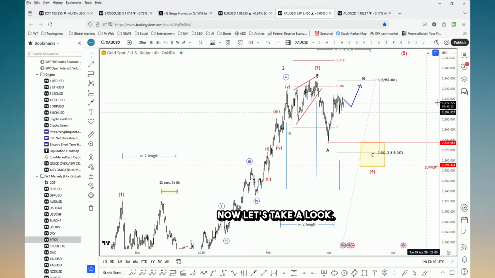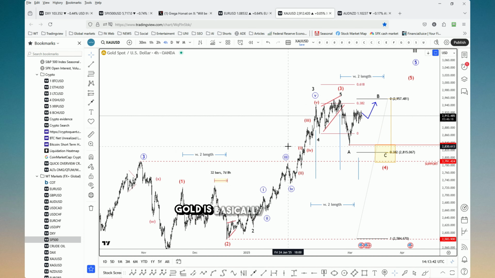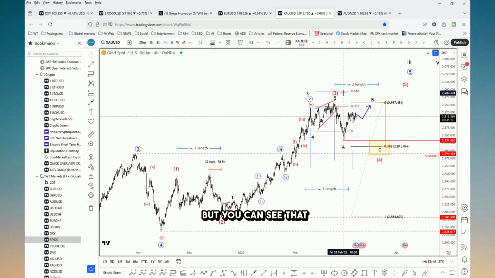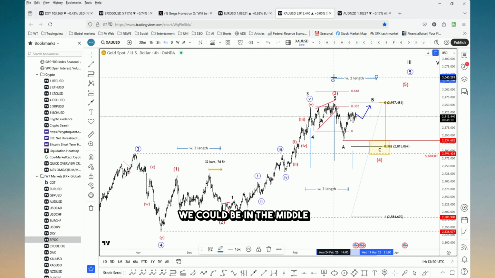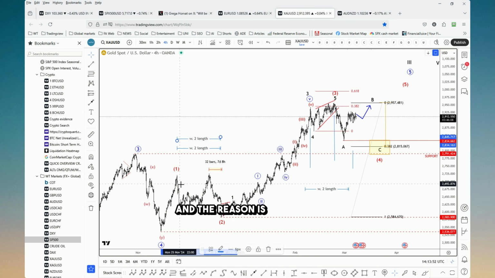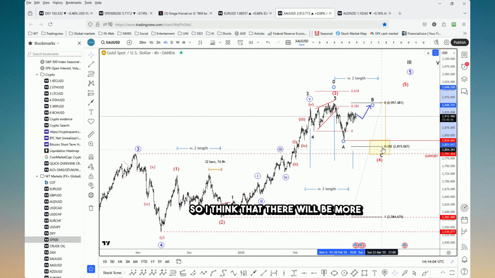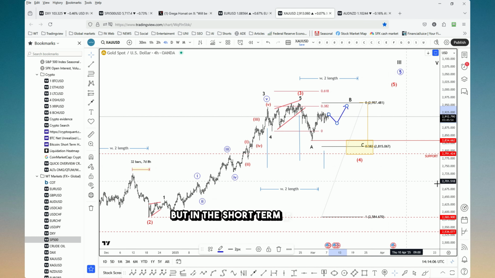Now let's take a look also at gold. Gold basically didn't move much this week, but you can see that I'm still observing and tracking this wave 4. We could be in the middle of a wave 4, and the reason is that this wave 2 of the same degree, that's the length of a wave 2, and we are not anywhere near this time projection.